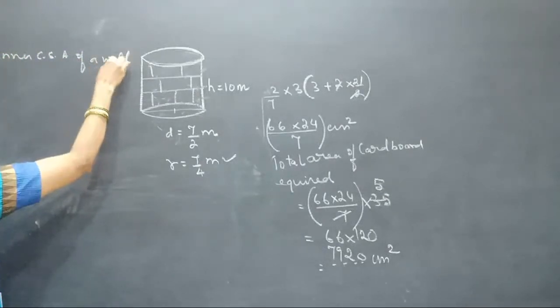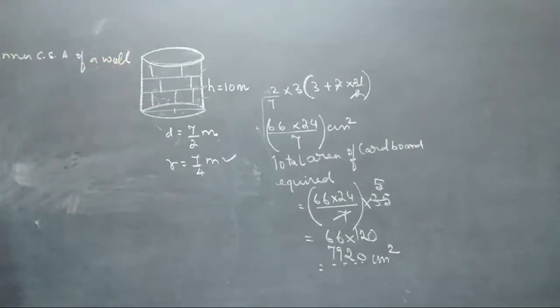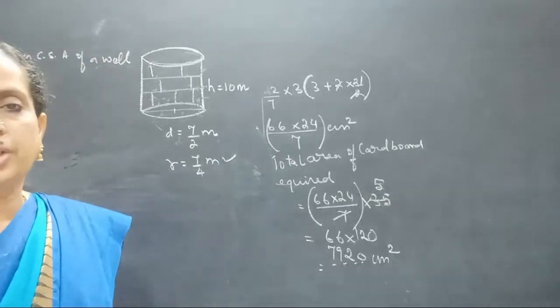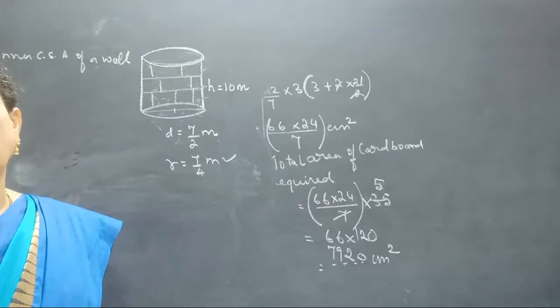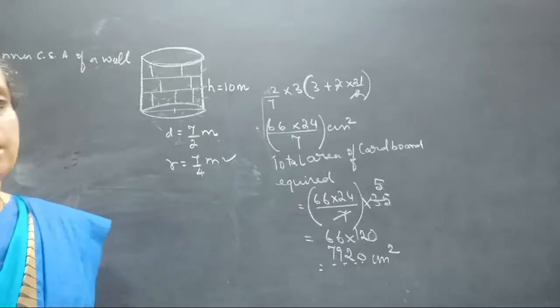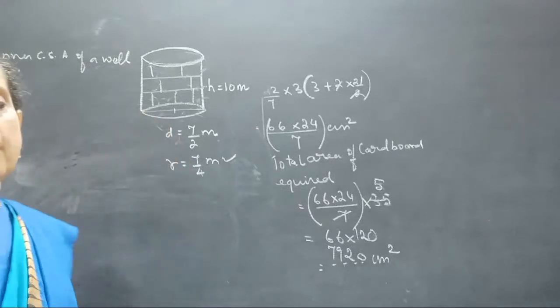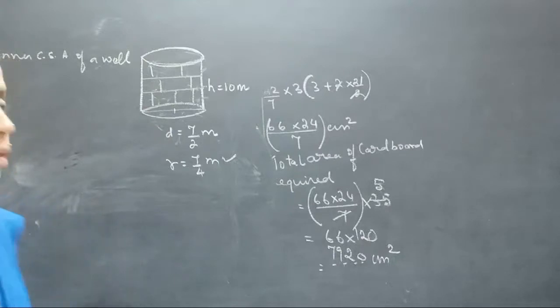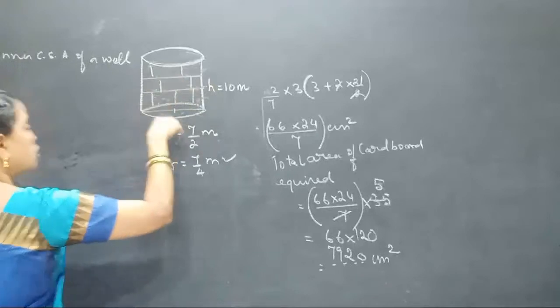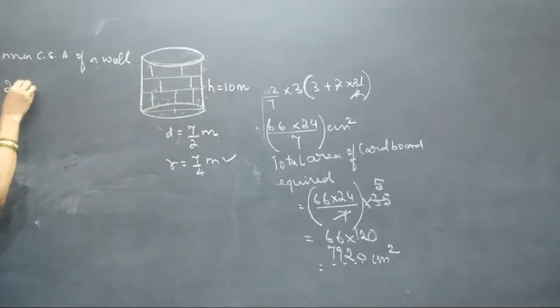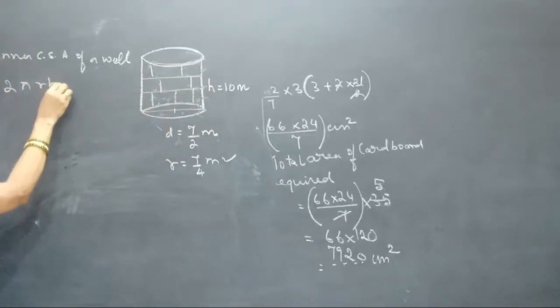I think many of you have not seen a well. What is a well? You might be wondering. Just go through any book to get the figure of a well. That is the reason I have given the imagination of the well here. Inner curved surface area, since it is cylindrical in shape, we consider as 2 pi r h.